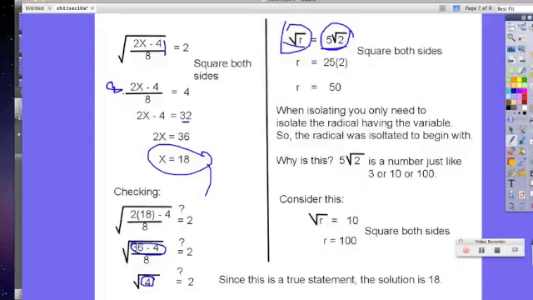This becomes r. Now remember, you square both things. Put a parenthesis around it and a square on the outside. 5 squared is 25. The square root of 2 squared is 2. r is equal to 50. Okay, so let's check to make sure it's right. Basically, you put 50 in there, the square root of 50. That's equal to the square root of 25 times 2. The square root of 25 is 5, so 5 square root of 2. So it will be a true statement if you write it out.